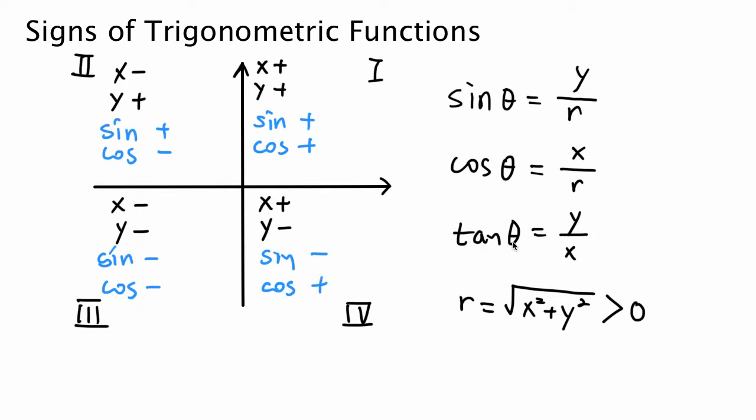Now let's look at tangent of theta. It's y over x. So if both numbers are positive, tangent will be positive. If both numbers are negative, negative over negative, tangent will be positive. So that happens in the first quadrant and the third quadrant. And if the signs of x and y are opposite, positive over negative, or negative over positive, in these two quadrants, tangent will be negative.